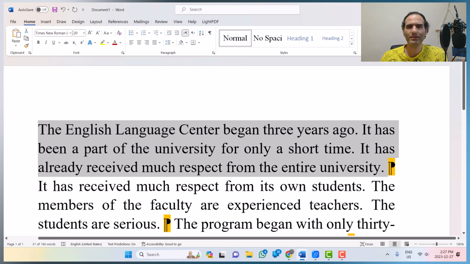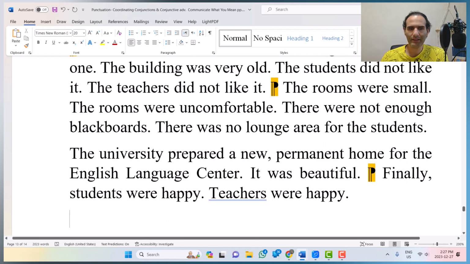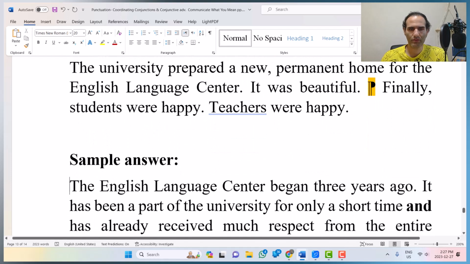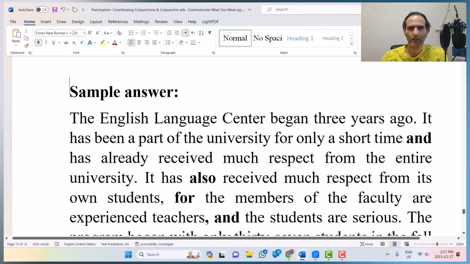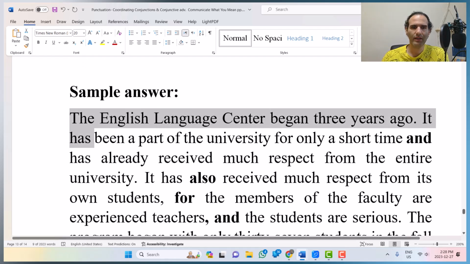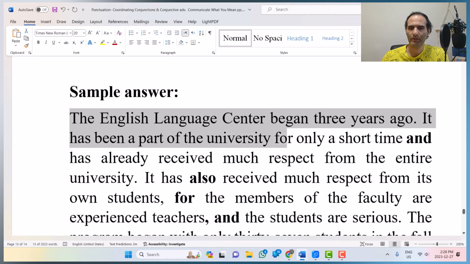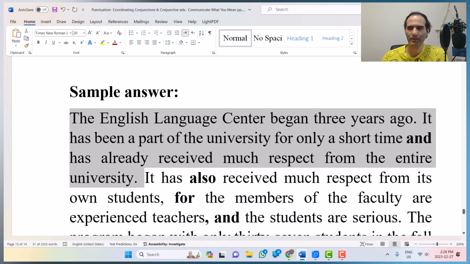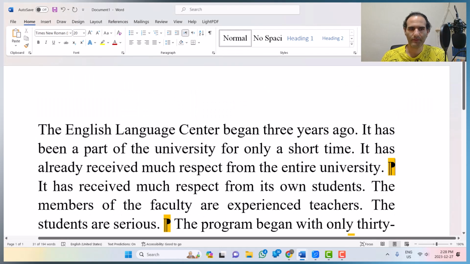You see all these sentences without any connectors. So my idea here for this one. It says the English Language Center began 3 years ago. It has been a part of the university for only a short time and has already received much respect from the entire university. So we got the and, no comma, because there are not two independent clauses connected, and these sentences are connected so beautifully together.